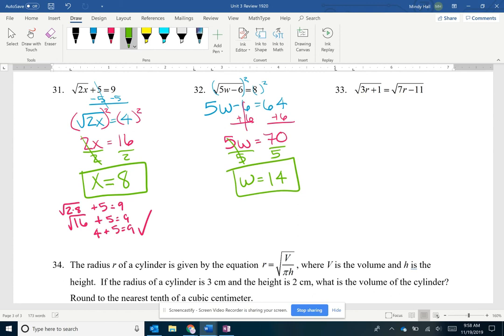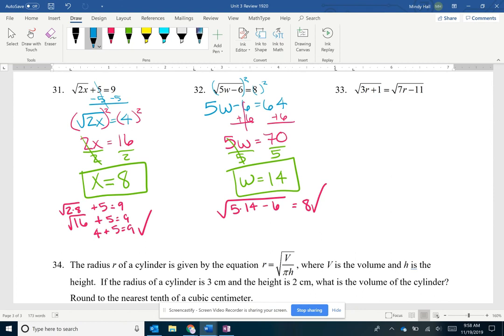And again, check yourself. It doesn't take very long. Square root of 5 times 14 minus 6 equals 8. Well, 14 times 5 is 70, minus 6 is 64, and the square root of 64 is 8, so we are good.